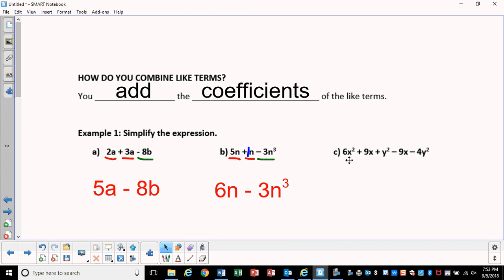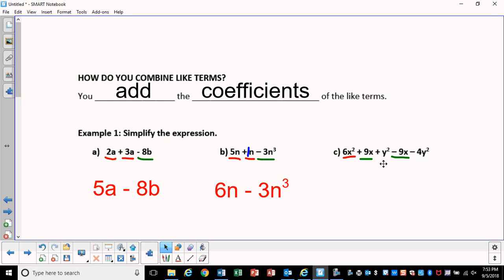And then C, I've got 6x squared plus 9x plus y squared minus 9x plus 4y squared. Well, the 6x squared, there's no other x squared. There's only x's, so I can't combine it with anything. Now this 9x, I can combine with this negative 9x. Remember, I'm trying to keep the sign in front of it. Okay? I can combine those two, so I can do 9 plus negative 9 to get my new coefficient.